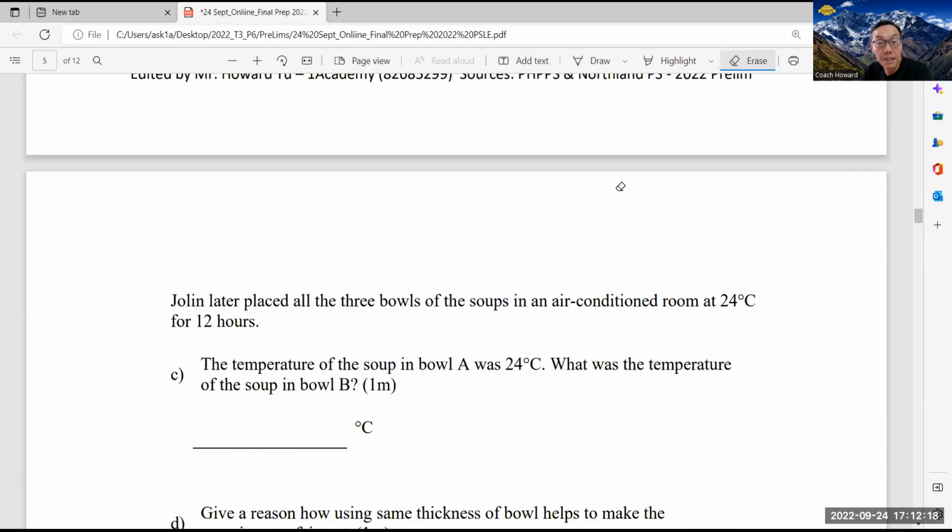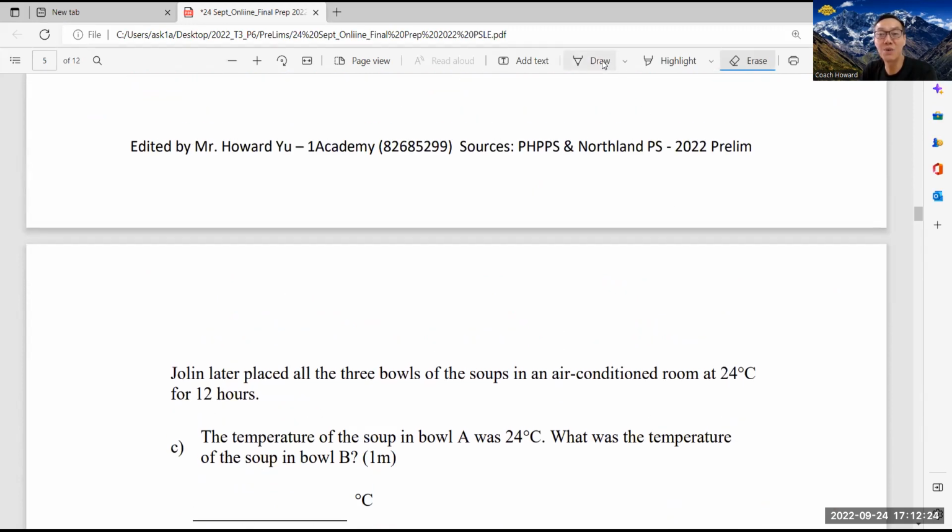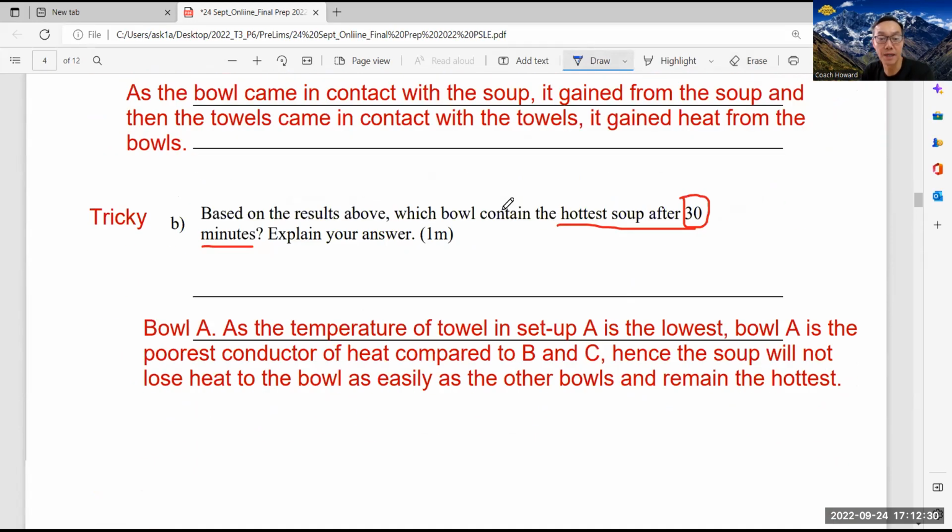Okay, next. This question is also a trick question. I tell you what happened there. A lot of funny answers came out. This part is related to the bowl here.